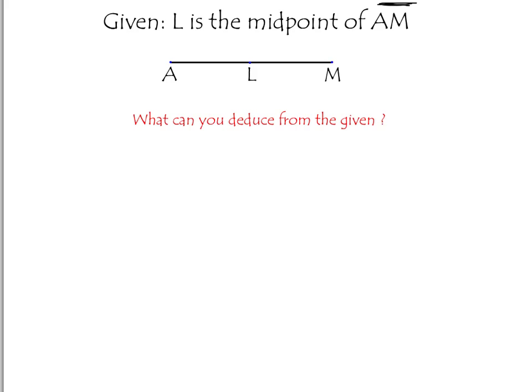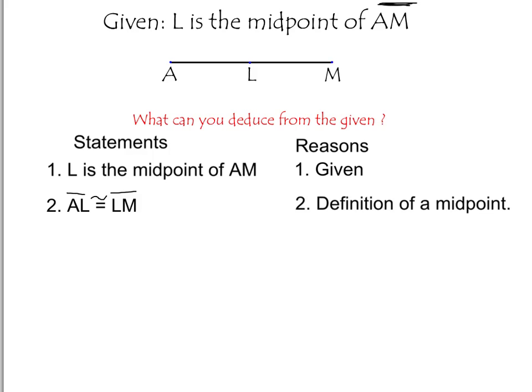Now my question is, what can you deduce from the given information? Well, L is a midpoint of AM. What's the definition of a midpoint? The definition of a midpoint is, if L is a midpoint, then AL is equal or congruent to LM. So that's what you can deduce from it. How do you know? Because that's the definition of a midpoint. What that would look like in a two-column proof form is this. If I asked you to prove that segment AL was congruent to segment LM, you'd have a very easy two-step proof. Now obviously the proofs we'll do will be a little more involved, but again I'm just trying to get you started here.